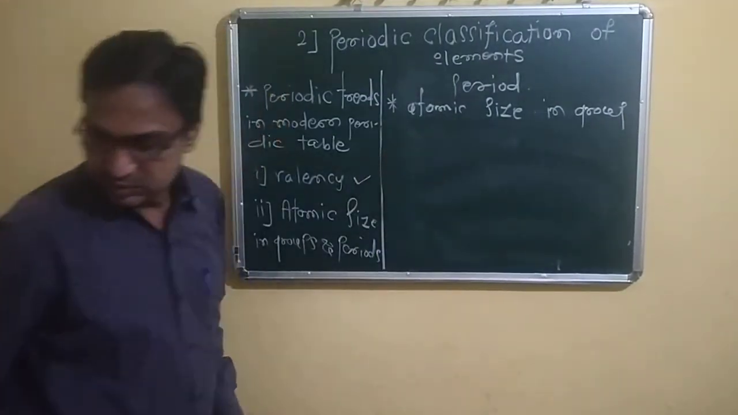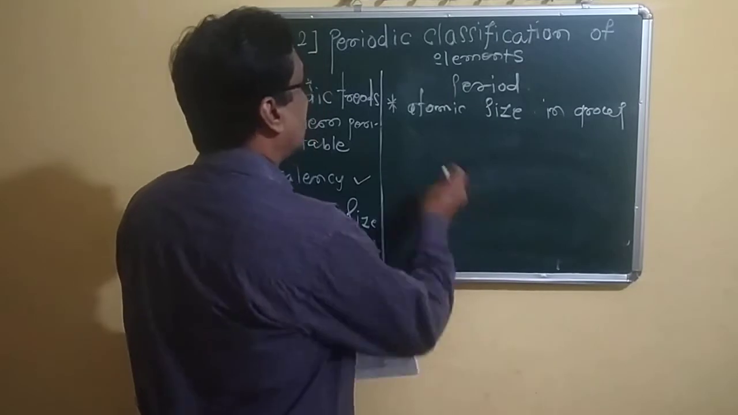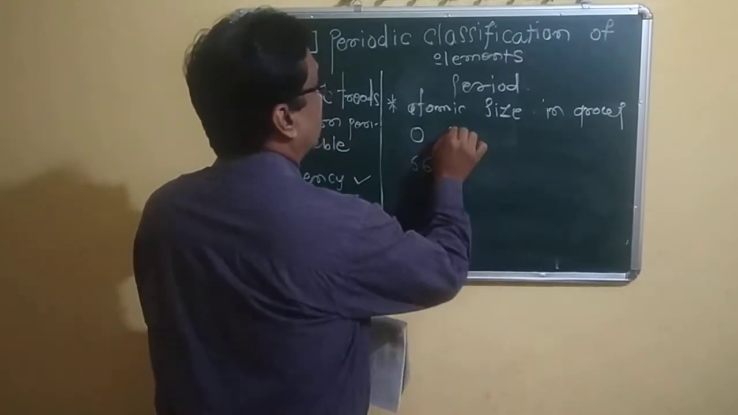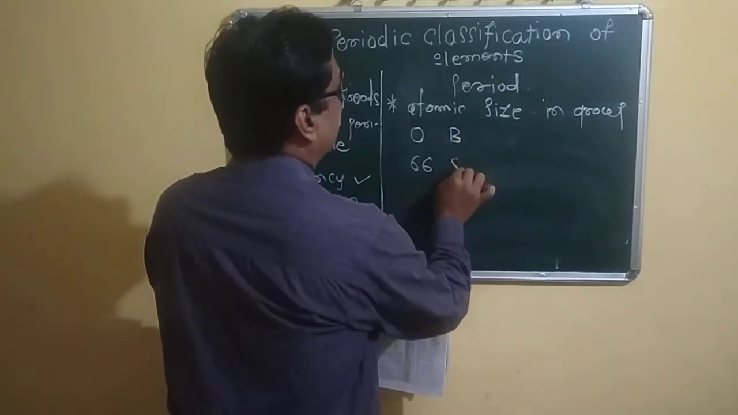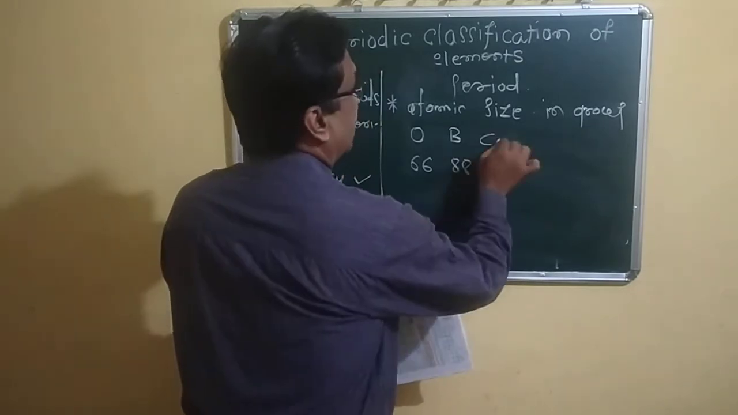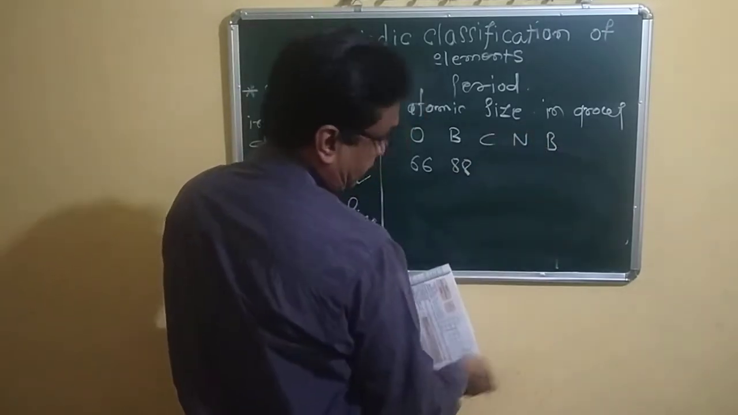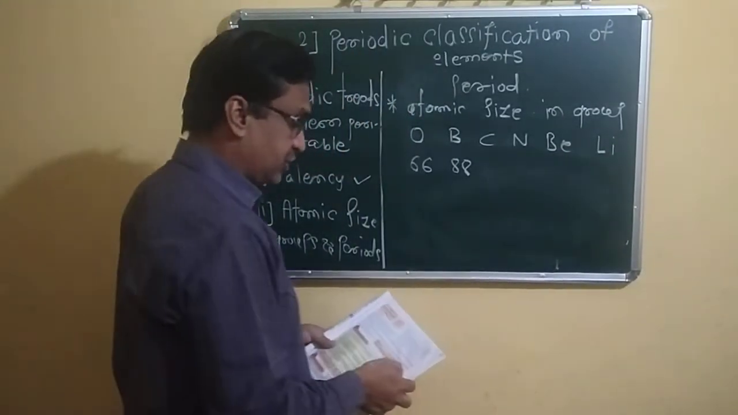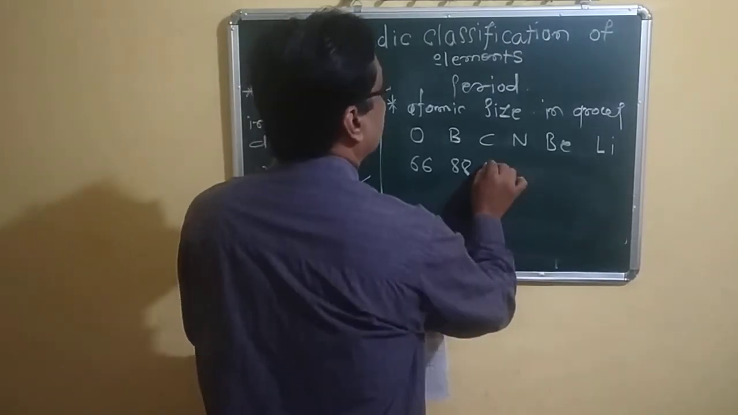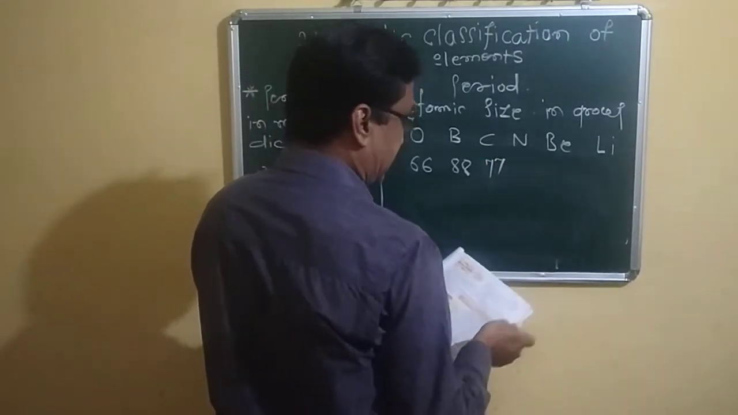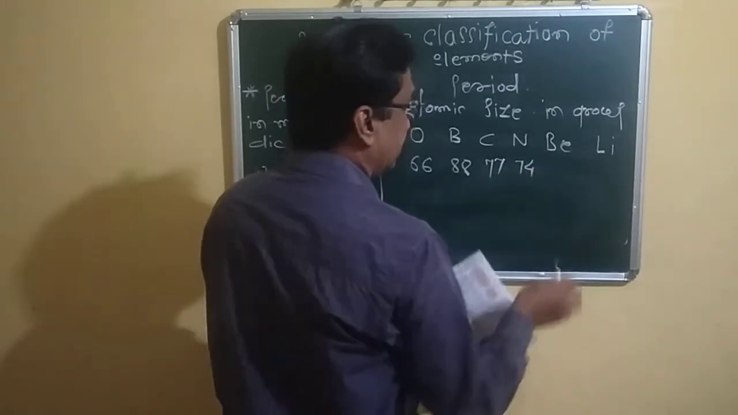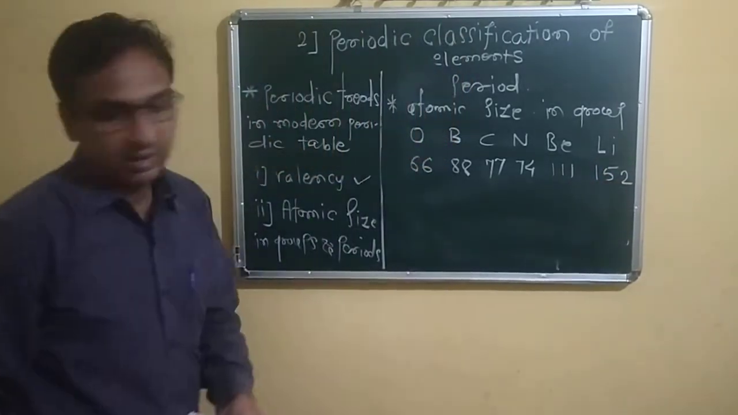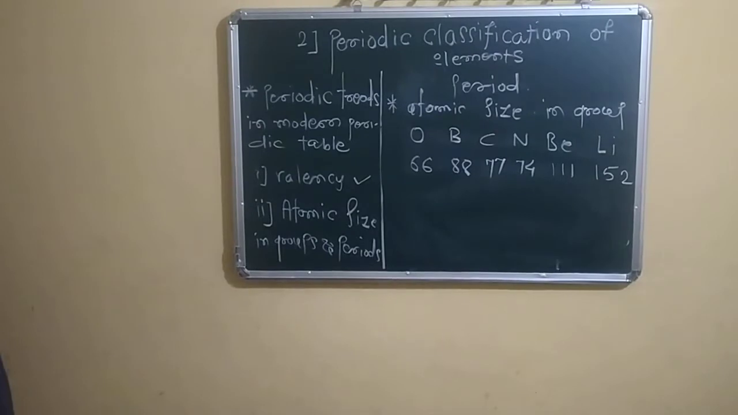We have already given data: oxygen is there, its atomic radius is 66. Boron is there, its atomic radius is 88. After that, carbon, nitrogen, beryllium and lithium. Oxygen, boron, carbon, nitrogen, beryllium and lithium, and their atomic radii are 77, 74, after that 111 and 152. These are the data we have already given.